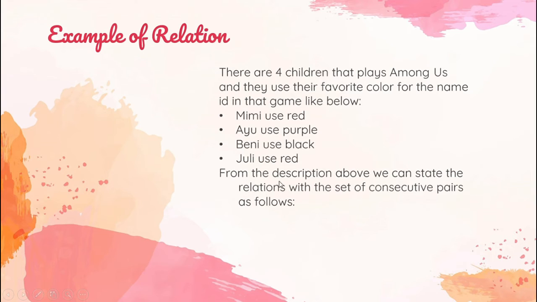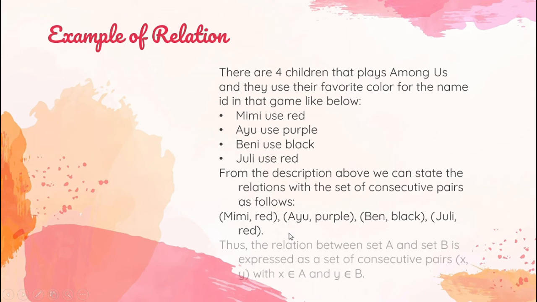So, from the description above, we can state the relation with the set of consecutive pairs as follows: (Mimi, red), (Ayu, purple), (Benny, black), and (Julie, red). Thus, the relation between set A and set B is expressed as a set of consecutive pairs (x, y) with x an element of A and y an element of B.